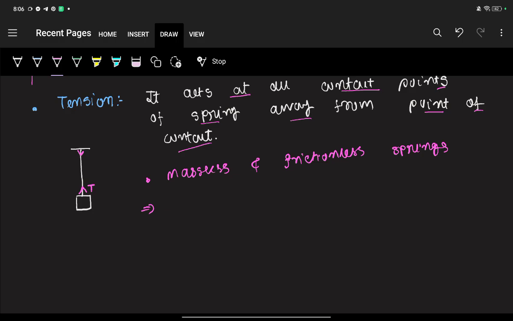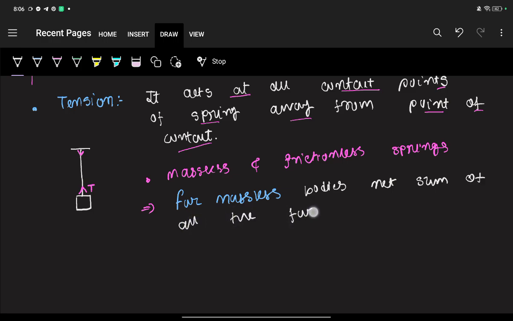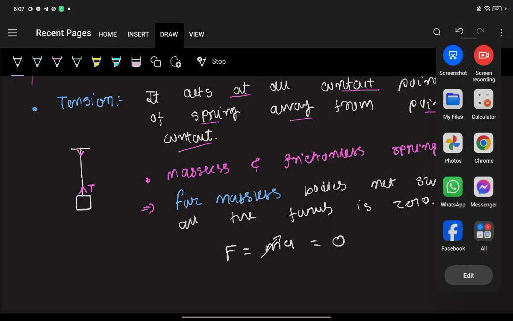And for massless pulleys, you know that for massless bodies, the net sum of all the forces is zero. Why? Because F is equal to ma. If mass is zero, that means it doesn't matter how many forces you are applying, net force is zero.